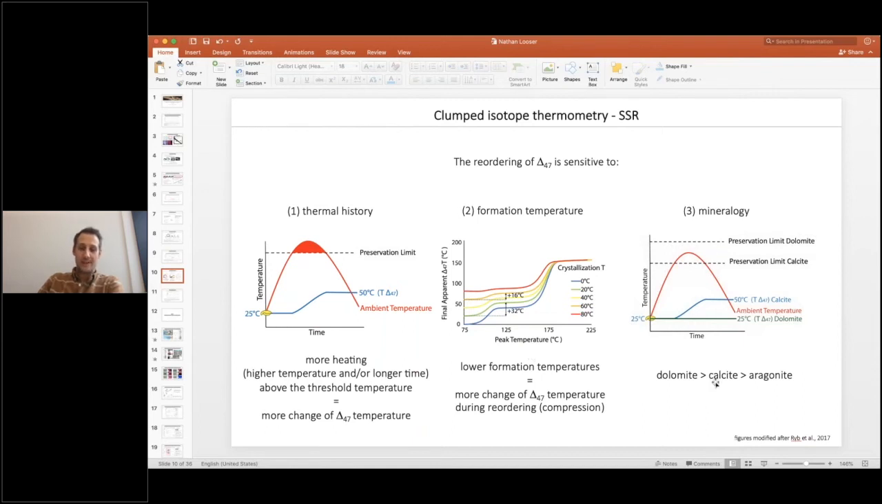And the third effect is mineralogy. Calcite, dolomite, and aragonite are the minerals that have been examined so far. As we know, dolomite is the most resistant against reordering, then calcite, and aragonite is the most vulnerable.